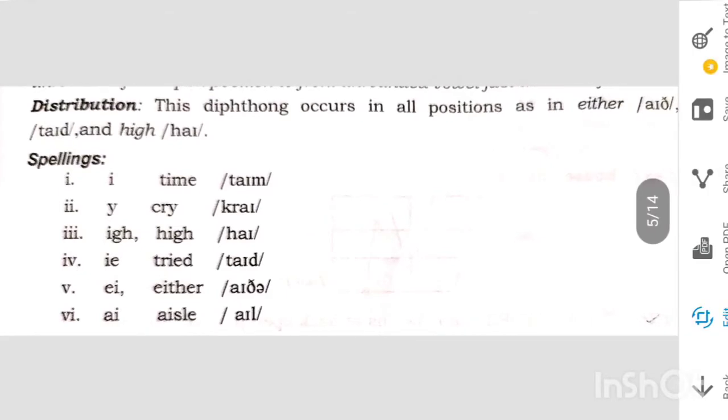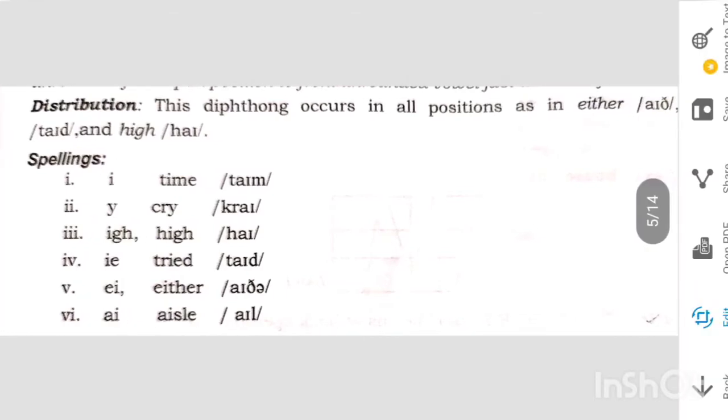Coming to distribution, the diphthong occurs in all positions, as in either in the beginning. Tried, actually here it is given tried, it's supposed to be tied, I think. See, tied, you can see here it occurs medially. And high, it occurs finally.